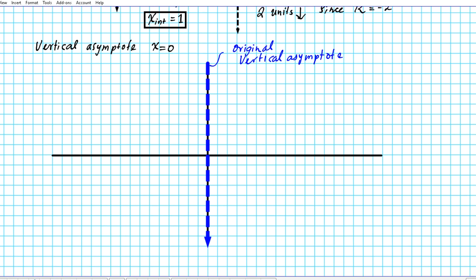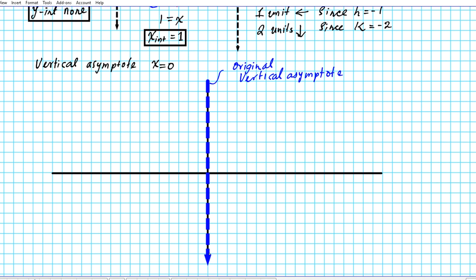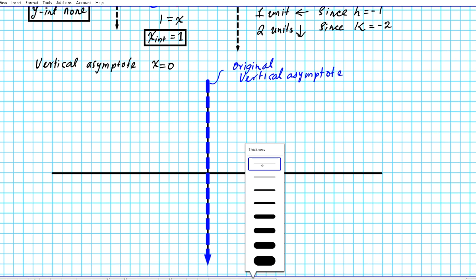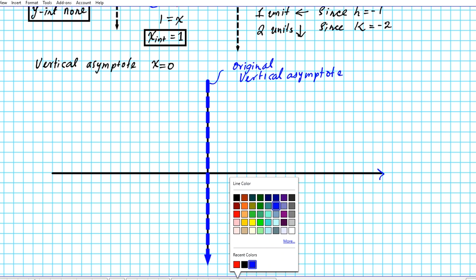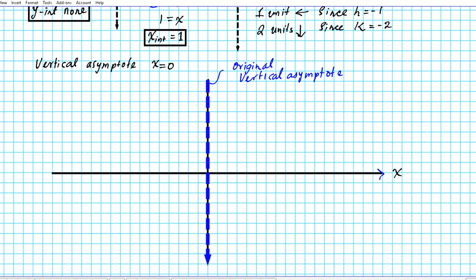Okay, and then we know what the x-intercept is. The x-intercept is positive 1. So let's calibrate our x-axis. This is our x-axis right here, and this is our y-axis, of course. It has the vertical asymptote sitting right on top of it. Okay, so 1, 2, 3. Then the other way, negative 1, negative 2, negative 3.